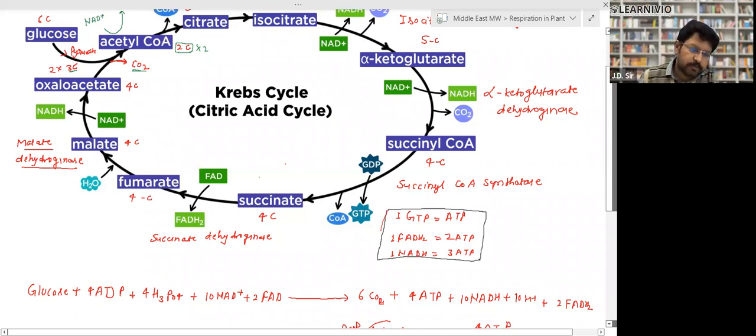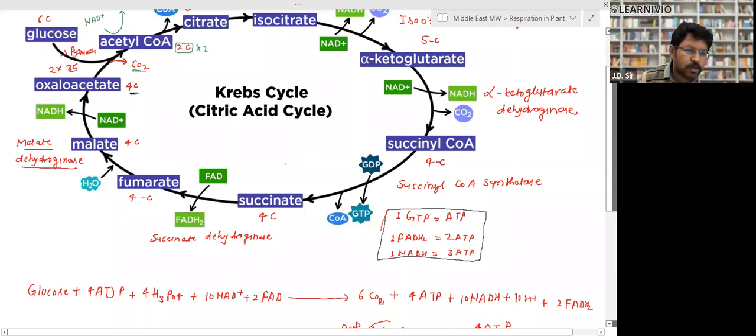So succinate changes into fumarate. So from FAD to FADH2 takes place formation. Again, 1 FADH2 is equal to 2 ATP. Fumarate is a 4-carbon compound. From fumarate to malate again takes place. Malate changes in the presence of malate dehydrogenase. It changes into oxaloacetate. Oxaloacetate is a 4-carbon compound.